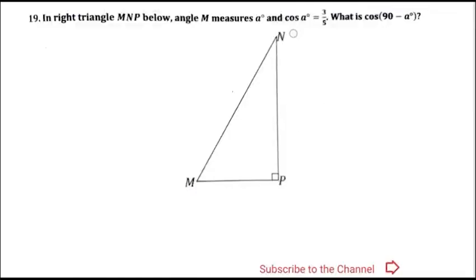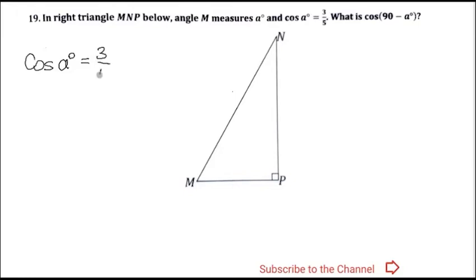Welcome back to the channel. We're on question 19. We have a triangle and we have some information now with cos of A is equal to 3 over 5, and we need to find the cos of 90 minus A. So this is a popular problem, so let's see how we're going to work this out. So we're going to define cos of A on our diagram and fill in the values.